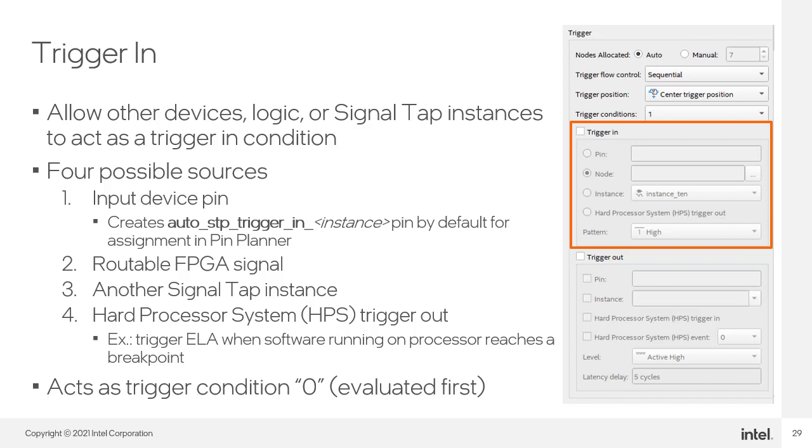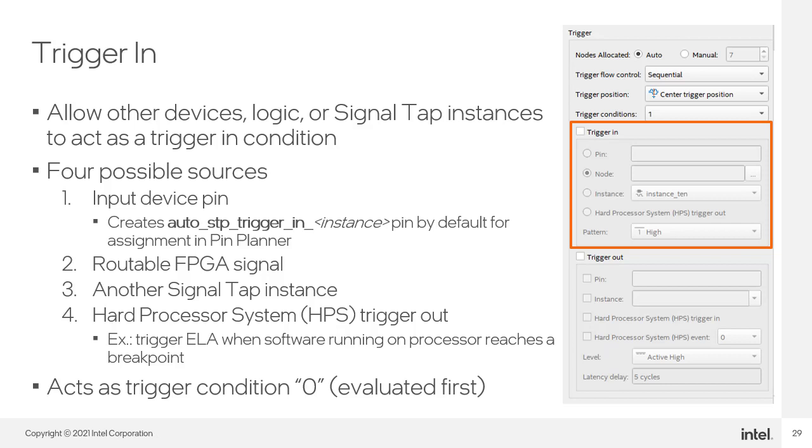The logic analyzer can interface with other components or external devices. With the Trigger In option, an external signal can be fed into the logic analyzer to act as a trigger condition. This signal can come from an I/O pin set in the pin planner, another instance of the ELA, an internal signal node, or the hard processor system of an SoC device.